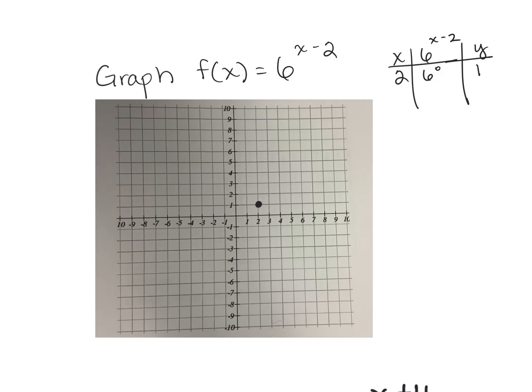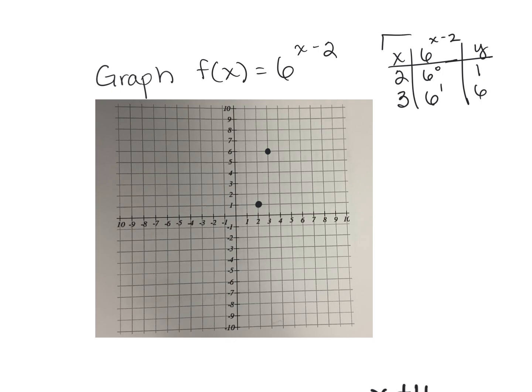And then I'm going to use a 3. I'm going to go bigger so I don't have to deal with fractions. It won't really let you graph those anyway. So this will give me 6 to the first power, which is 6. So (3, 6) is another point that I would need, and the grapher tool will do that for you.